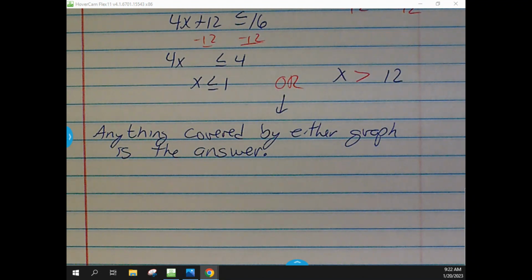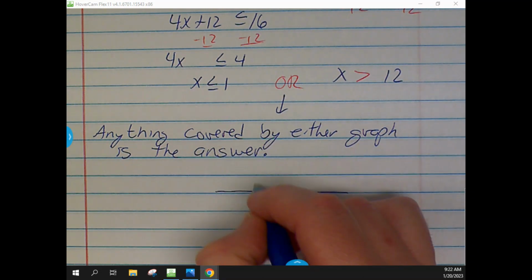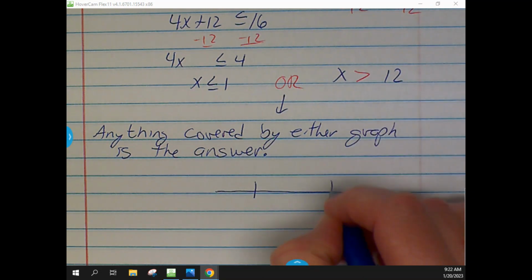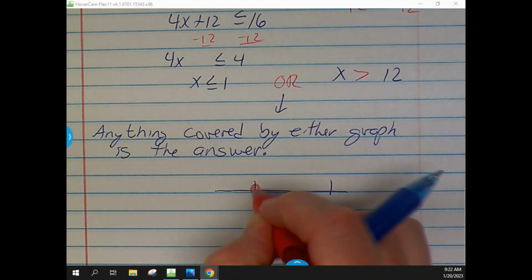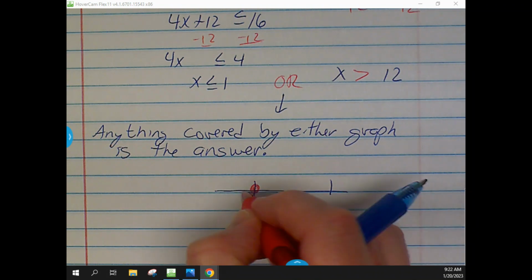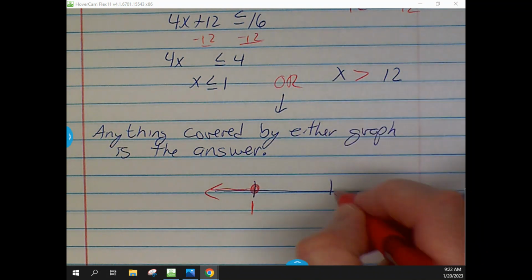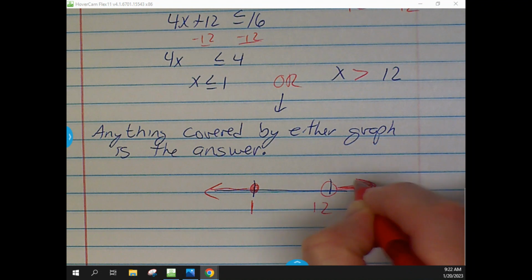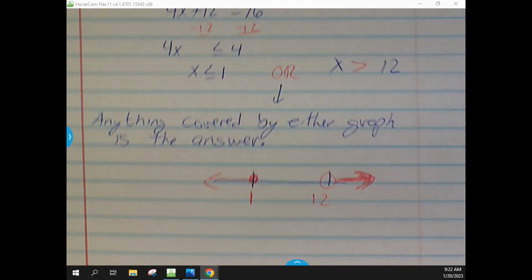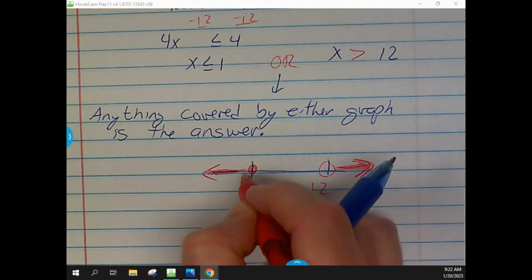So kind of do the same thing. We started at 1 and 12. This one's less than or equal to 1, so we need a solid circle there at 1. Going that way. We got an open circle at 12 going that way. Okay, and that would be your graph. So you've got the left side over here, and you've got the right side over here.